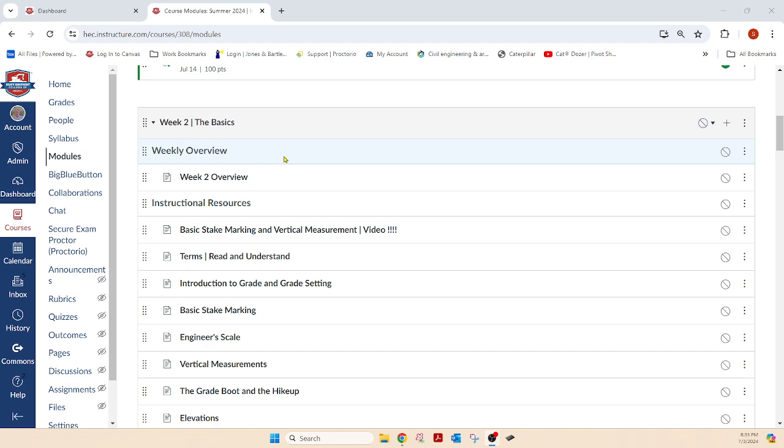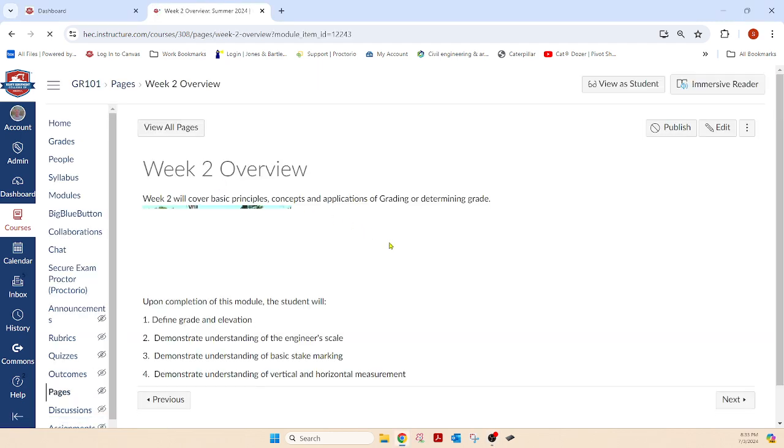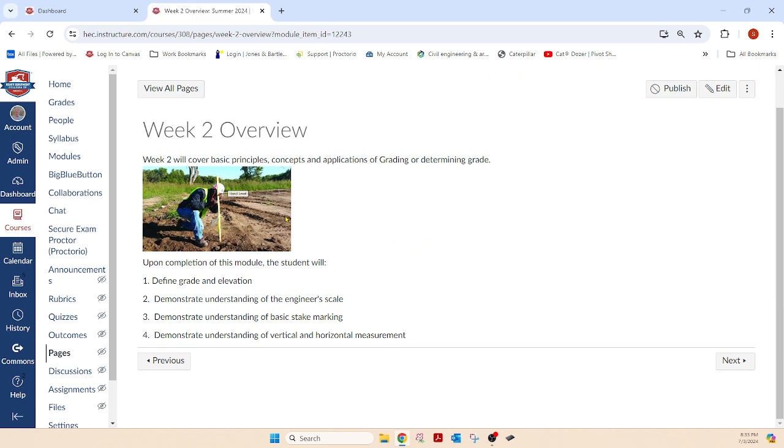Now then, week two starts off. I called it the basics. Let's see what's in this overview, it might give us a hint of what to look for. Here's a guy from the Oklahoma City campus looking through a hand level. Upon completion of this module, the student will be able to define grade and elevation, demonstrate understanding of the engineer's scale, in other words how to read a grade rod, demonstrate understanding of basic stake marking, like basic cut and fill, and understanding of vertical and horizontal measurements. We'll deal with both of those.